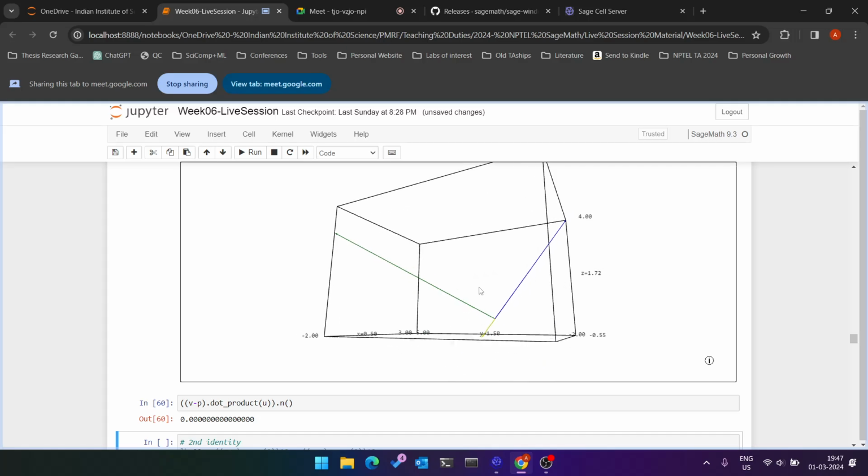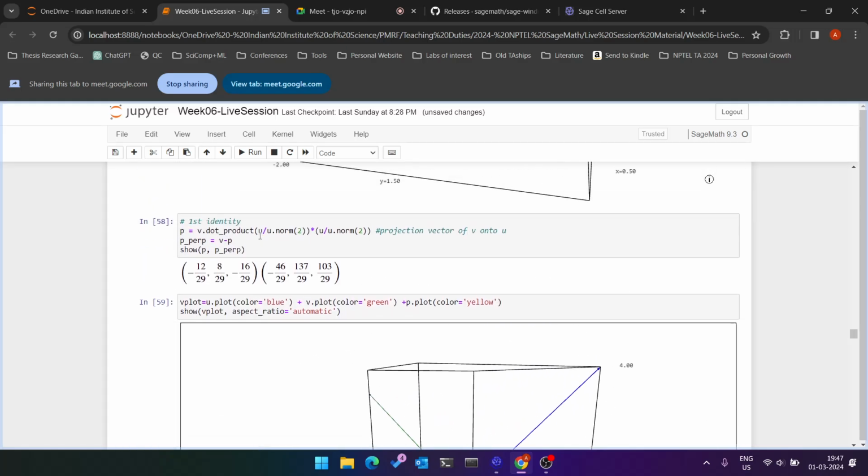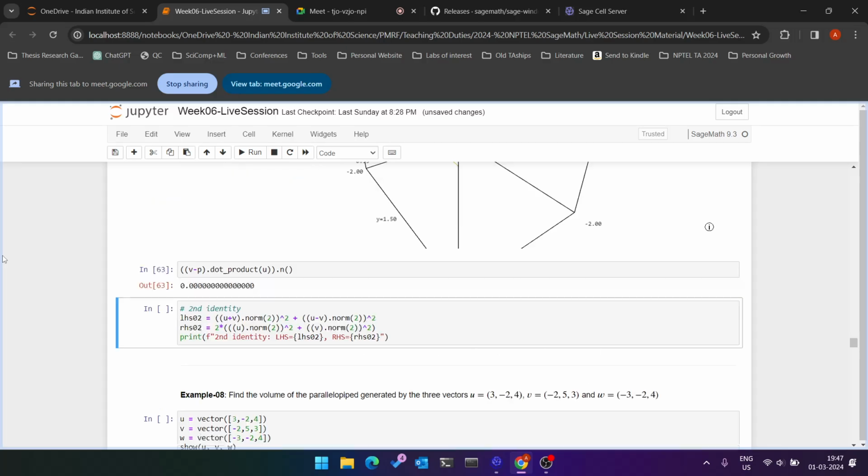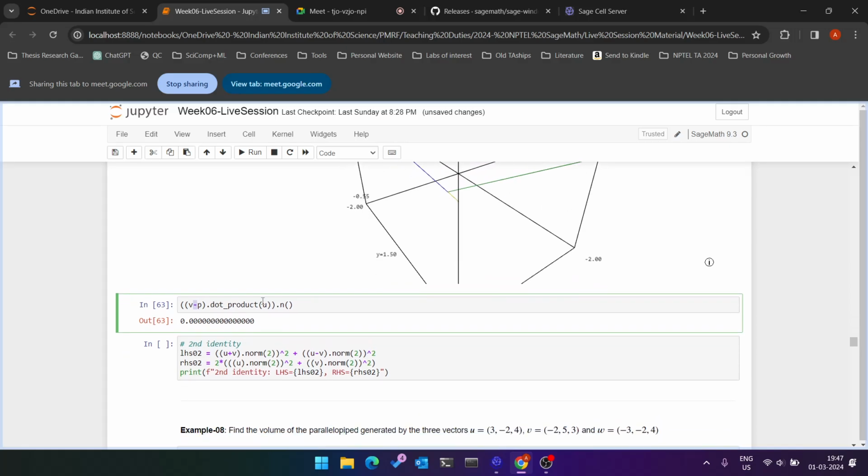So the projection is smaller than I had thought. I had made a mistake here. So it should be v into the dot product of v with respect to the unit vector along u, and then multiply the whole. This basically gives you the scalar or magnitude, and then multiply this magnitude with the unit vector along u. So it is u by norm of u. Once you do this, we basically get our p perpendicular, or v minus p, to be perpendicular to u. So the dot product vanishes.